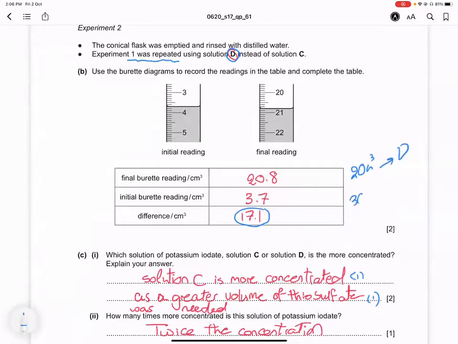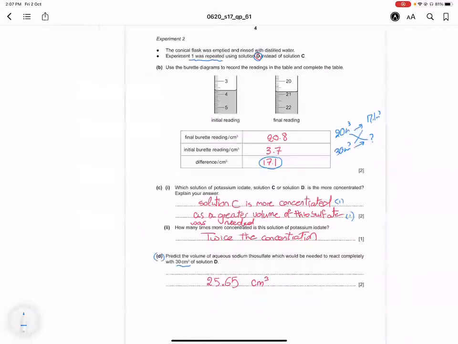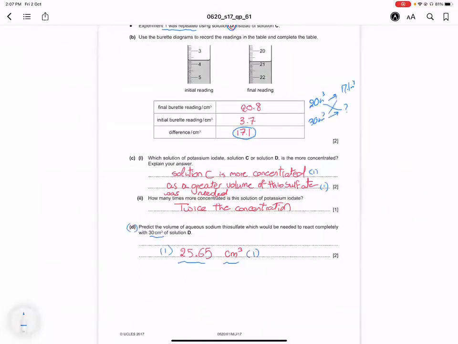He's asking how many cm³ of sodium thiosulfate will be needed if you use 30 cm³ of D. But simply, the 20 cm³ used of D required 17.1 cm³ of thiosulfate. So using the crisscross method, you could easily get it. How many cm³ are required if we used 30 cm³? 30 times 17.1 divided by 20 gives 25.65 cm³. The unit is for a mark, and the answer is 4 marks.